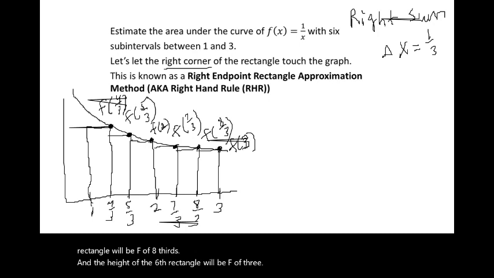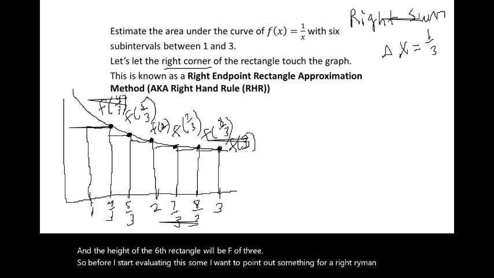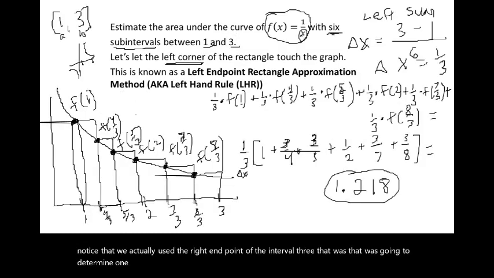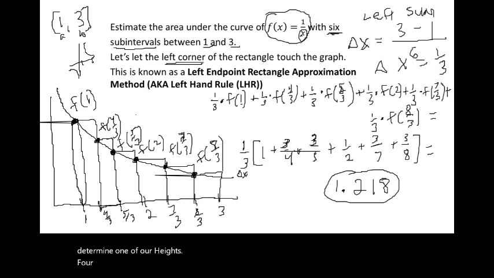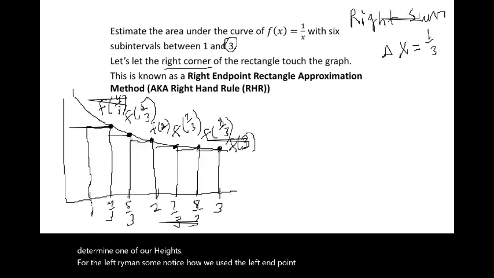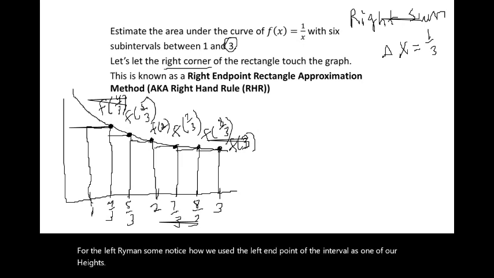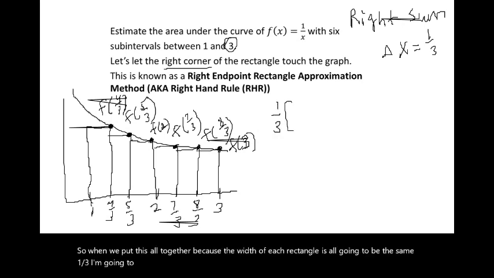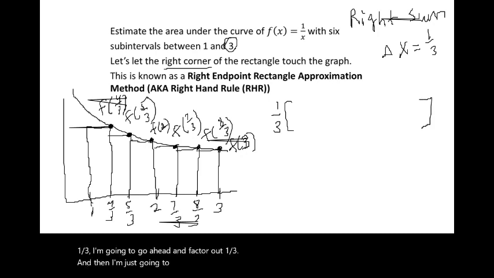So before I start evaluating the sum, I want to point out something. For a right Riemann sum, notice that we actually used the right endpoint of the interval 3. That was going to determine one of our heights. For the left Riemann sum, notice how we used the left endpoint of the interval as one of our heights. So when we put this all together, because the width of each rectangle is all going to be the same, 1/3, I'm going to go ahead and factor out 1/3. And then I'm just going to use parentheses, and I'm just going to add all the heights together.